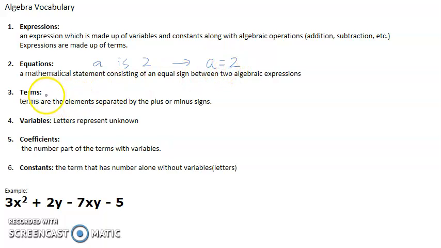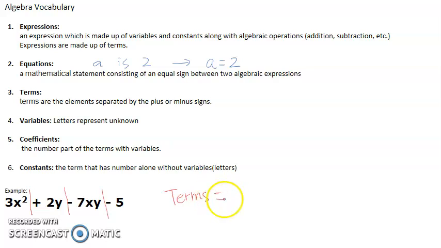Now let's have a look at what terms are. Terms are the elements separated by the plus or minus sign. Let's have a look at the example at the bottom here and see what the terms are. Terms are elements separated by plus or minus. So we have plus, minus, and minus here. These signs separate this expression into several parts. So how many terms are there? 1, 2, 3, and 4.